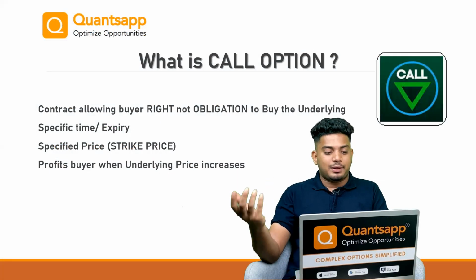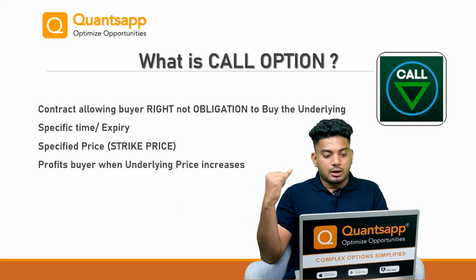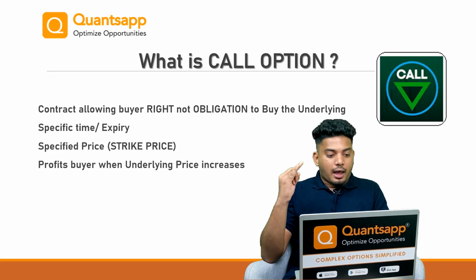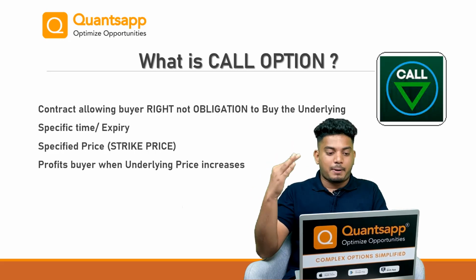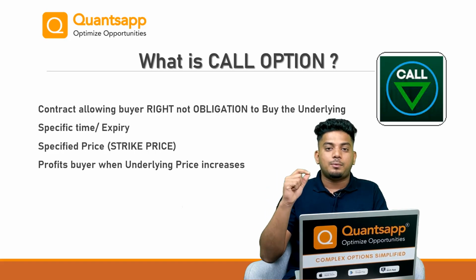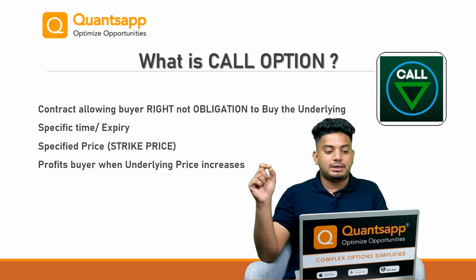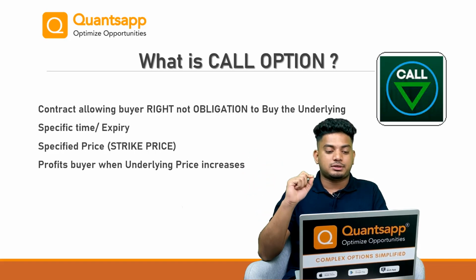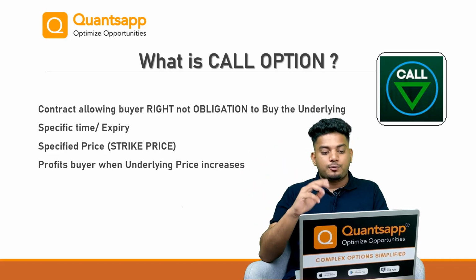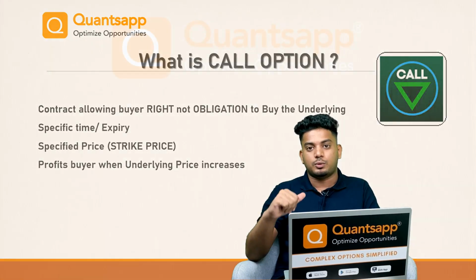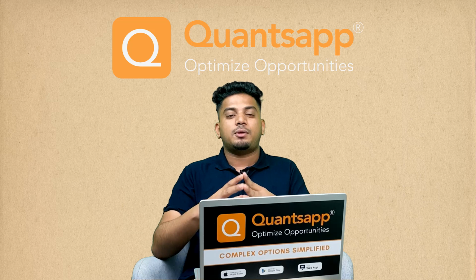Now to sum it up very quickly, what is a call option? A contract allowing the right, not an obligation, to buy the underlying at a specific time, which is the expiration date, at a specified price. We had the right to buy TCS at the 3220 level, for which we paid a premium of 61 into the lot size. It profits when the underlying price increases, and it will give us a loss when the underlying price goes down. So I would say that was it from this video.